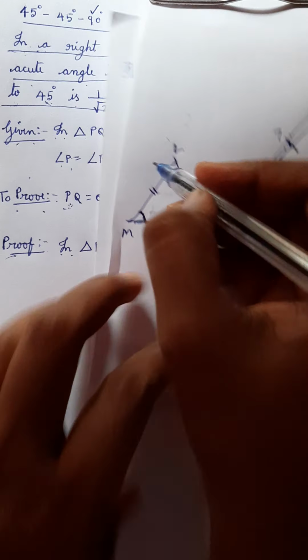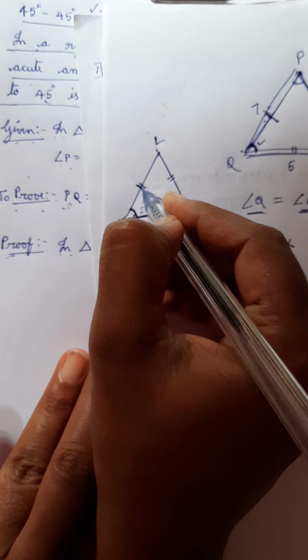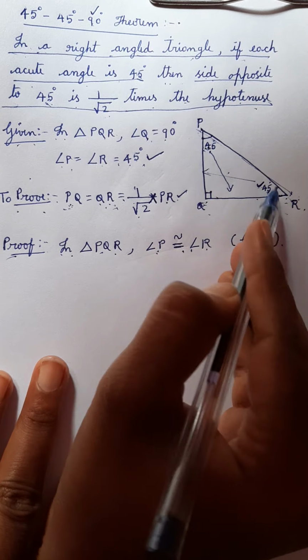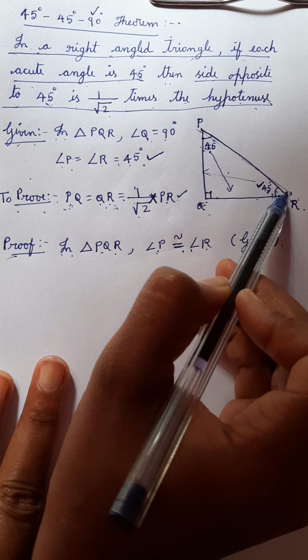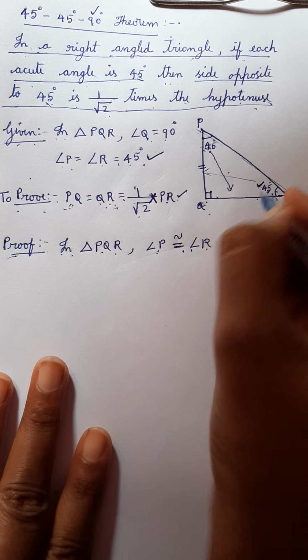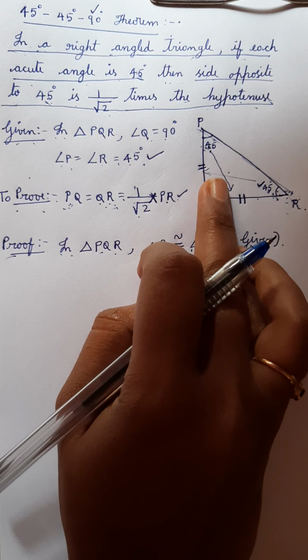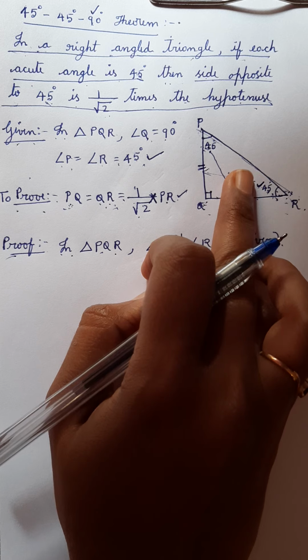Just look at this. If these two angles are equal, this we will consider as base, and the remaining two sides are equal, correct? Similarly here 45 and 45, these two angles are equal, then this we will consider as base, and the remaining two sides are equal. We can say that these two sides are equal. This is the isosceles triangle theorem.